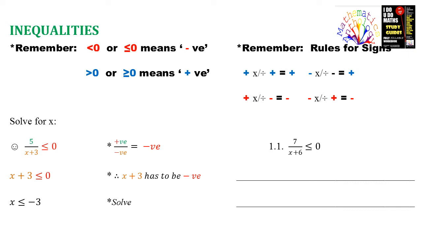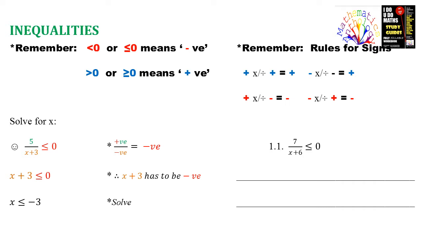Let's work with inequalities now. Remember that less than 0 or less than or equal to 0 means negative, and more than 0 or more than or equal to 0 means positive. You need to also remember the rules for multiplication. A plus times a plus is equal to plus. A plus times a minus is equal to a minus. A minus times a minus is equal to a plus, and a minus times a plus is equal to a minus.